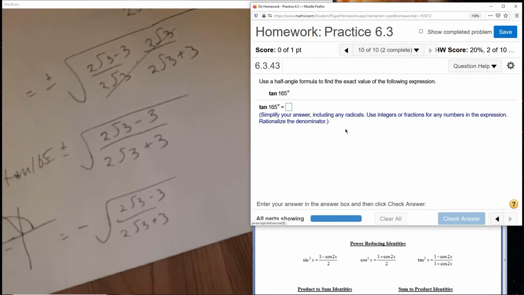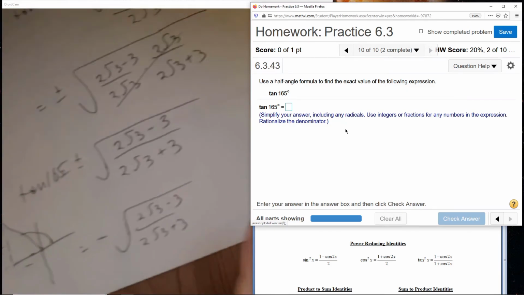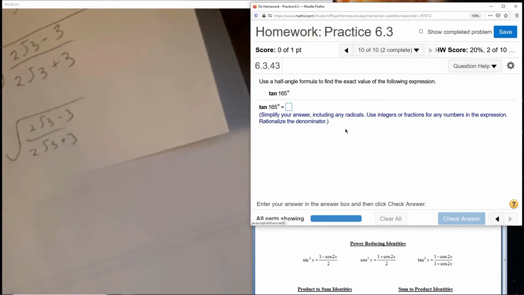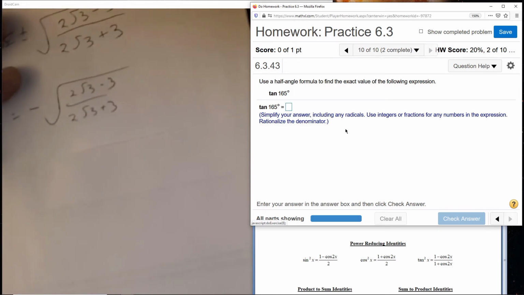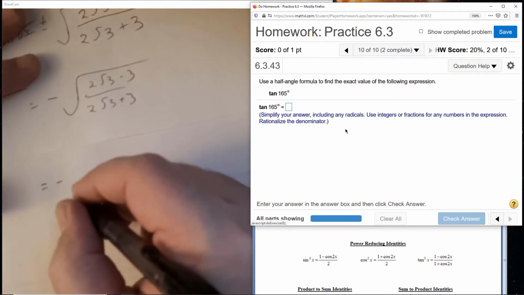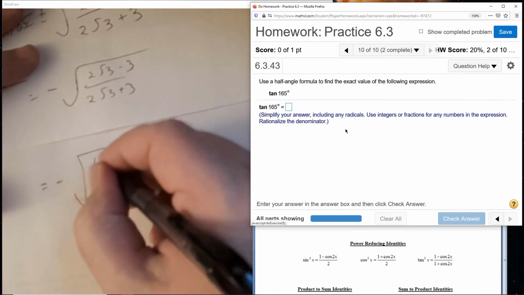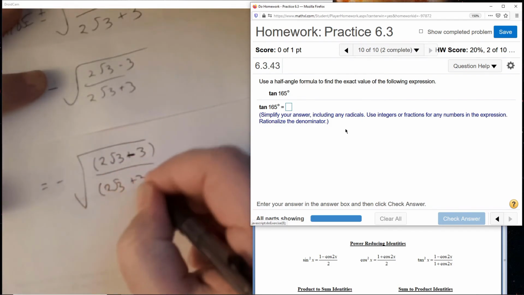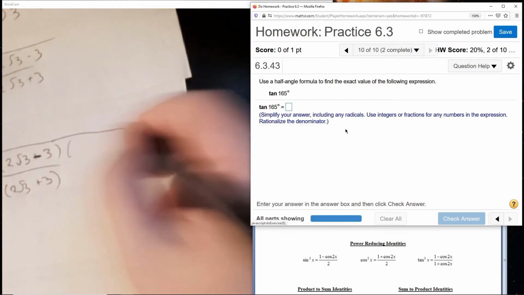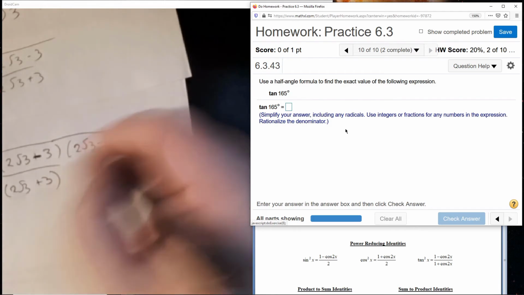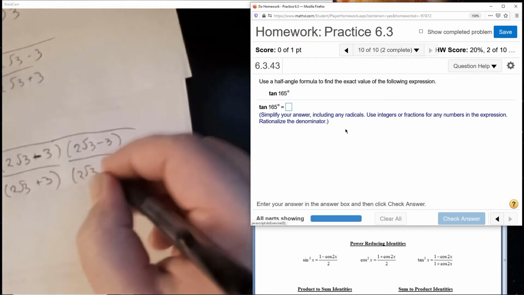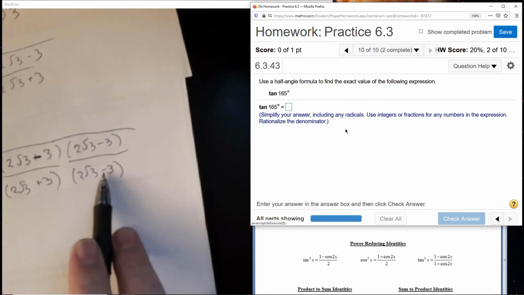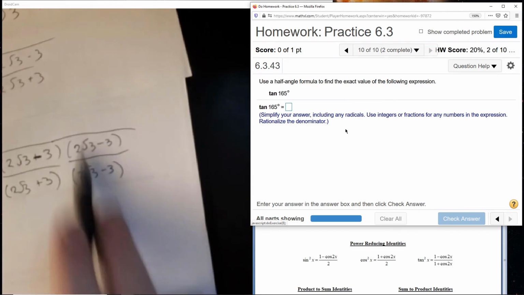And they do want us to rationalize the denominator. Oh boy, because we do have a square root in the denominator. So that will further mean we have to use the conjugate. If you recall the conjugate, if we want to get rid of a square root in the denominator, we multiply by the same thing, but switch the sign. That comes from the difference of squares that we're able to do that.